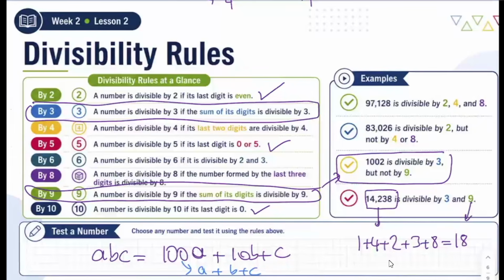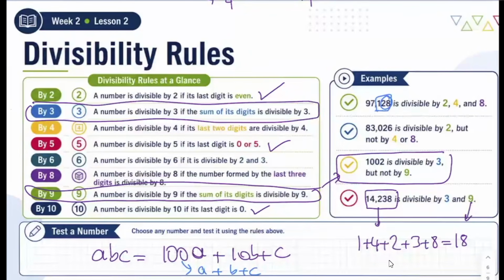We look for the last two digits, right? Let's say the first one is 28. It's divisible by 4, right? And then also divisible by 8. Why? It's most likely 128. Last 3 digits, right? For 8. Then divisible by 6 is going to be 2 and 3.